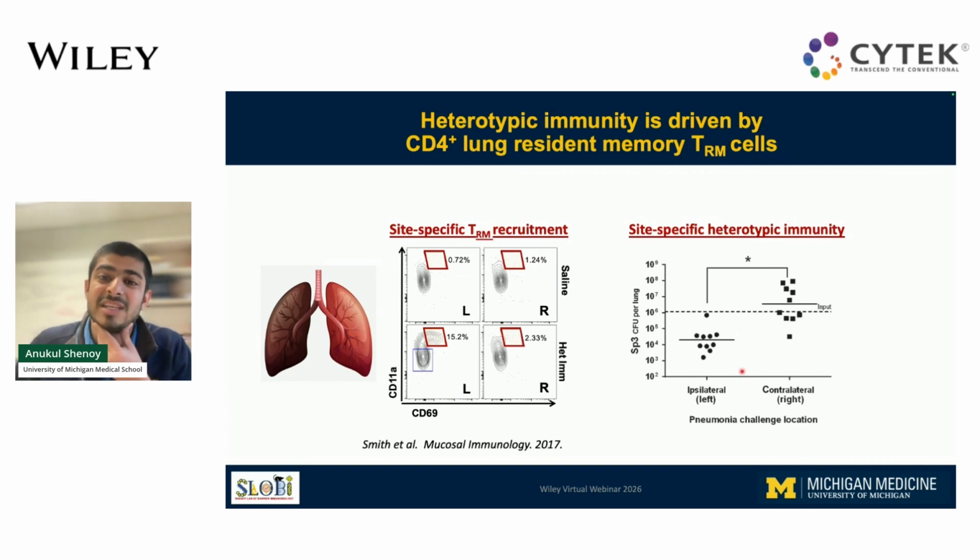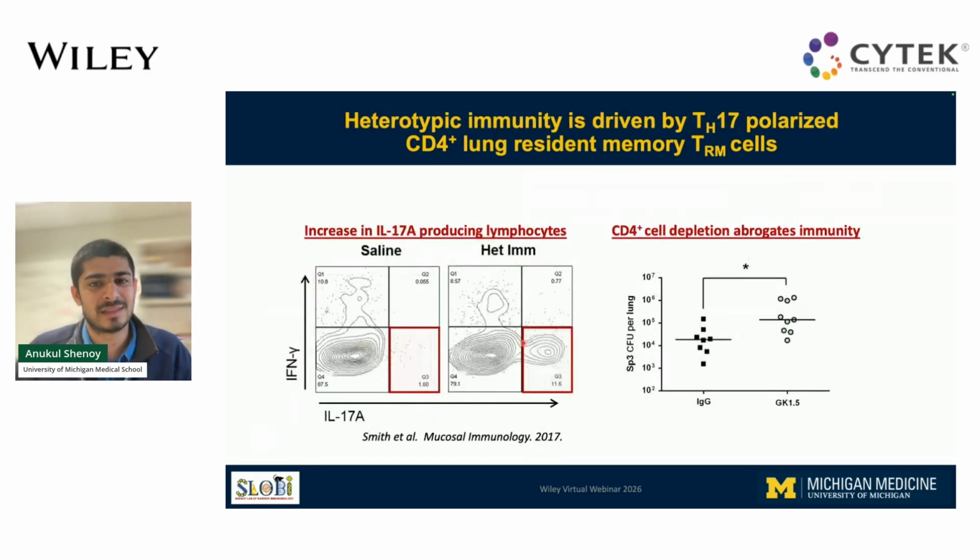And if we challenge both these lungs in the mouse, what we find is that the left lung, which has these T cells, is able to clear the bacteria much better than the right lung, which does not have these T cells. Again, suggesting that these CD4 resident memory TRM cells are the major driver of the protection. So, consistent with the fact that we saw a robust neutrophil response, we had a good clue that these might be Th17 resident memory T cells in the lungs.